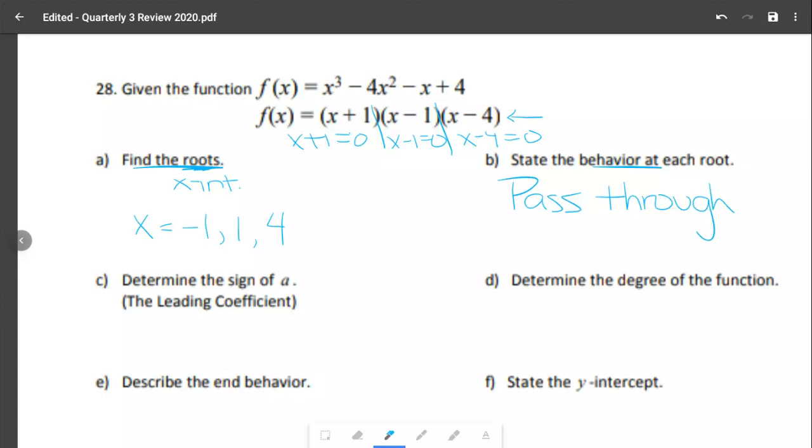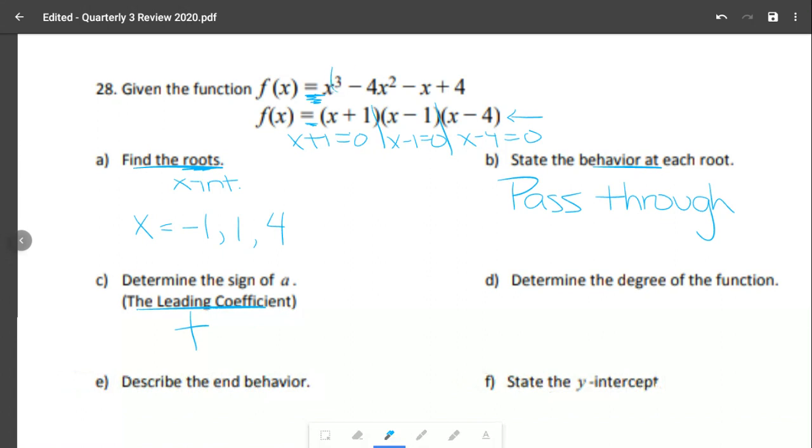C, determine the sign of A. Remember, A is the leading coefficient. So the front of the entire function is positive. If it was negative, you would see a nice big fat negative in front.